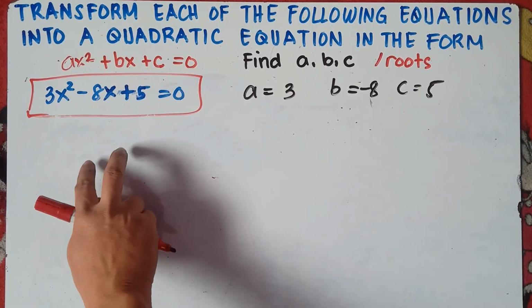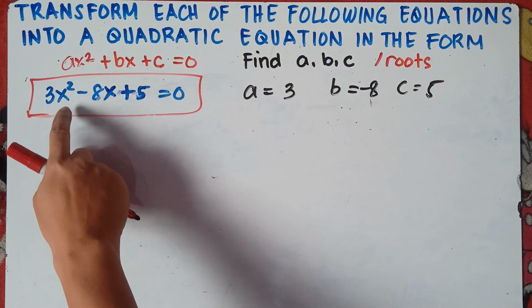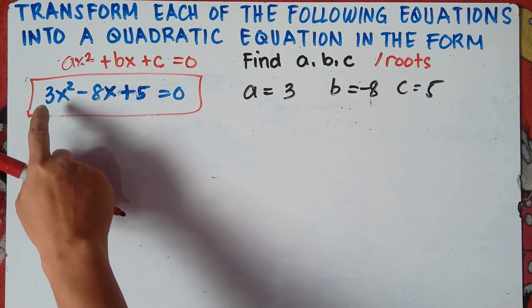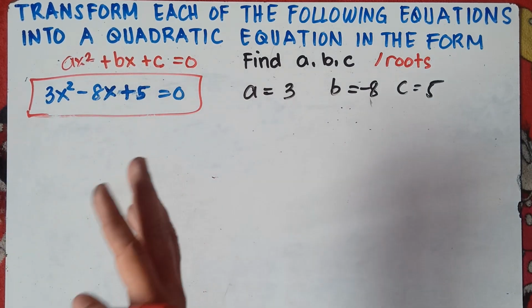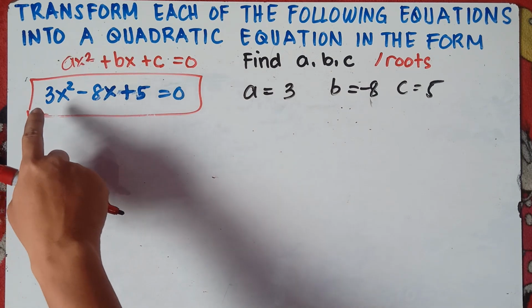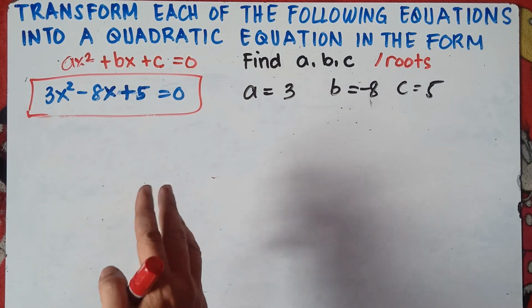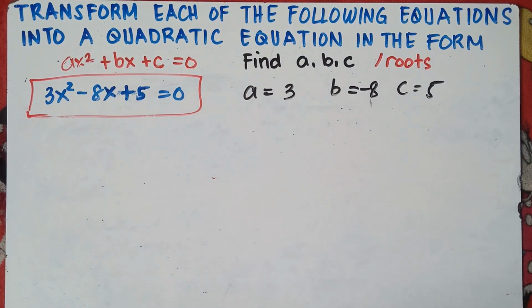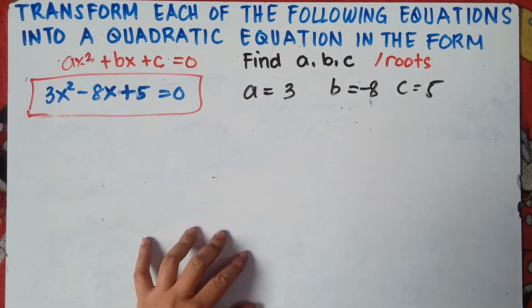Alright, now to factor this out, class, if the number before x squared is greater than 1, the thing that we will do, class, is we need to find the product of A and C, and once we get the product, we can now factor the equation. Alright, so A times C.